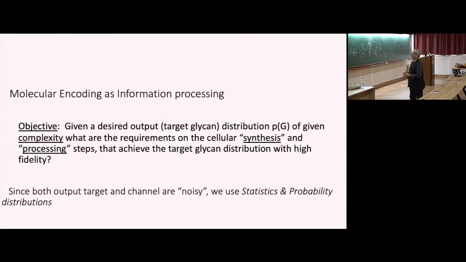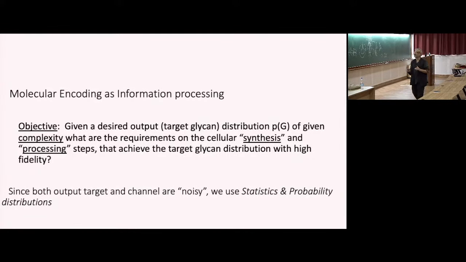Okay, so now given all this preliminary thing, let me state the molecular encoding problem. We want to state the molecular encoding problem as an information processing problem. And here's the objective. Suppose I'm given a desired output, namely the target glycan profile that the cell wants to achieve. That's what I want to achieve. So given a desired output distribution, P of G, G standing for glycans, of a given complexity, what are the requirements on the cellular synthesis and processing steps that achieve the target glycan distribution with a high fidelity, or high accuracy?